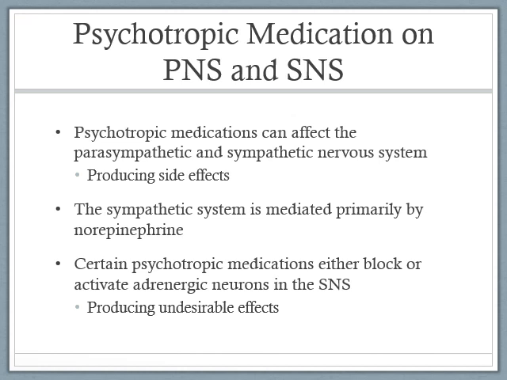Psychotropic medication and the parasympathetic and sympathetic nervous system. Psychotropic medications can affect parasympathetic and sympathetic nervous systems, which produces side effects. The sympathetic system is mediated primarily by norepinephrine. Certain psychotropic medications either block or activate adrenergic neurons in the sympathetic nervous system, producing those undesirable side effects.